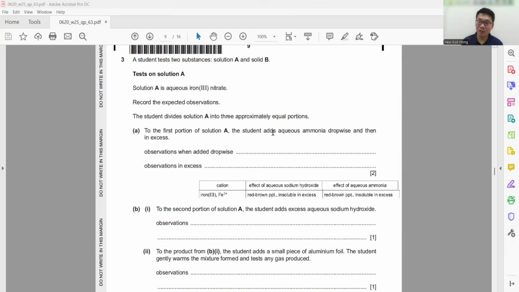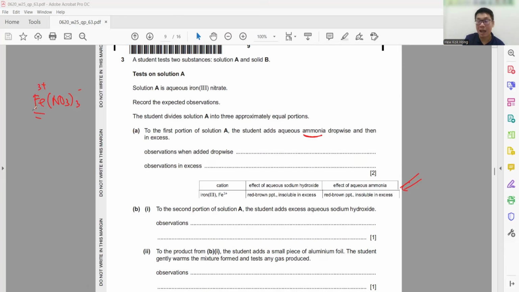Question number 3 is again the qualitative analysis. So all the information is already given. We just extract the information from the back. So they say a student has two substances, solution A and solid B. Solution A is iron(III) nitrate. Record the expected observation. The student divides solution A into 3 approximately equal portions. The first portion, the student adds ammonia dropwise and then in excess.